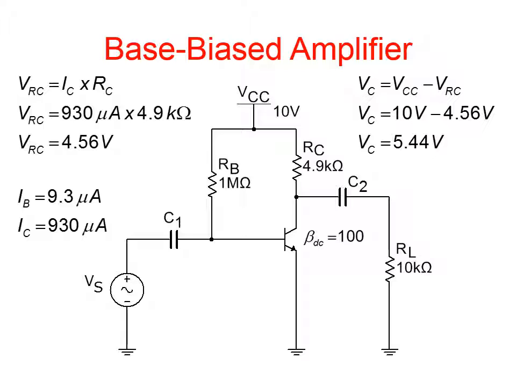Now we know the collector current, we can multiply that times the collector resistance and find the voltage across RC, 4.56 volts. So here we found IB is 9.3 microamps, and we found IC is 930 microamps. VC is VCC minus VRC. So 10 volts minus 4.56 volts, or the collector voltage is 5.44 volts. In this example, what we're doing is we're working with the information we're given and simply walking around the circuit, calculating the different voltages and currents.